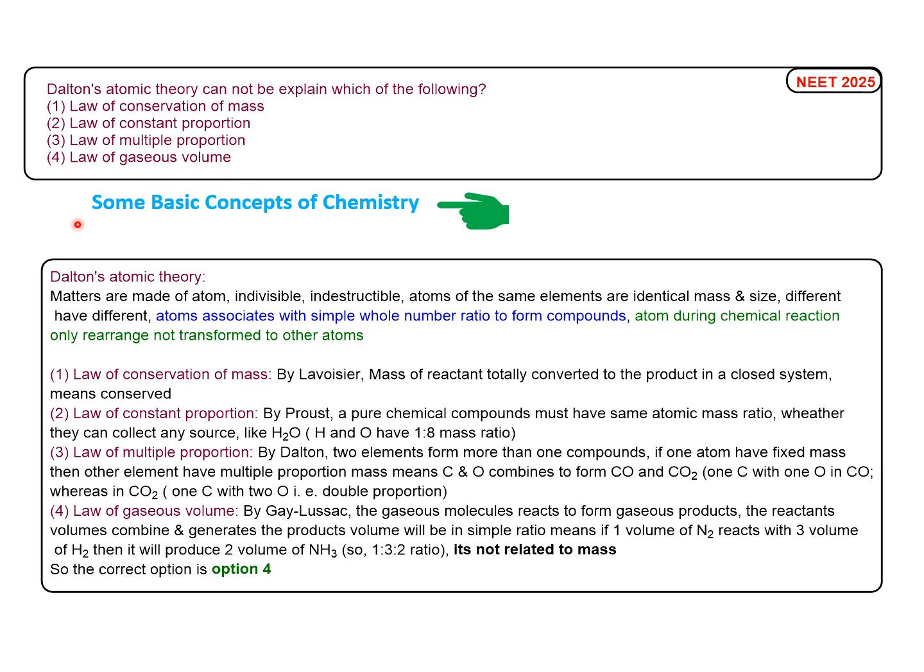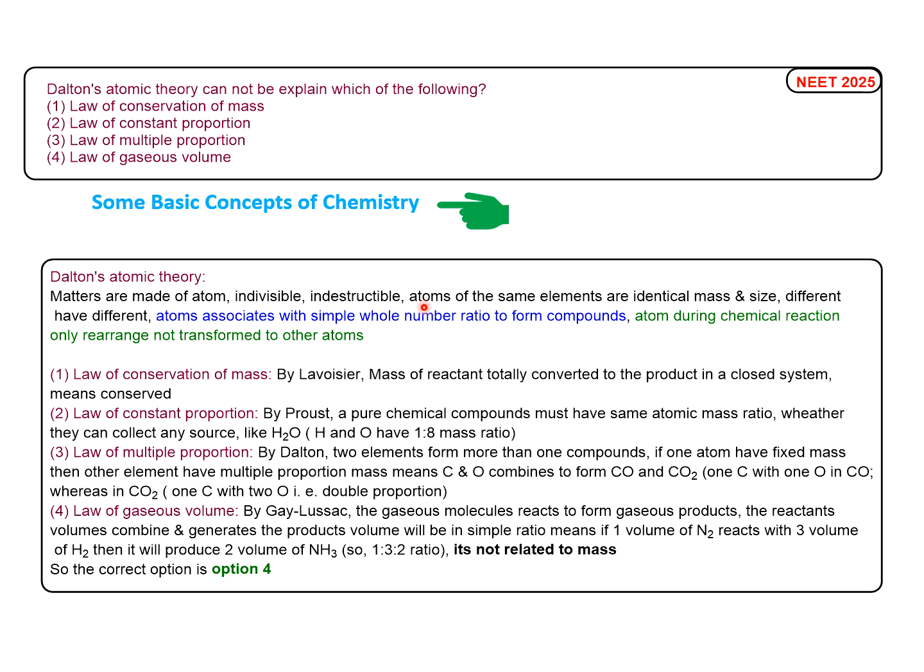So this is a question related to some basic concepts of chemistry. Now let's discuss Dalton's atomic theory. Matter is made of atoms, indivisible and indestructible. Atoms of the same element are identical in mass and size. Atoms of different elements have different atomic mass and size. Atoms associate in a simple whole number ratio to form compounds, and atoms during chemical reactions only rearrange, not transform into other atoms. This is Dalton's atomic theory.